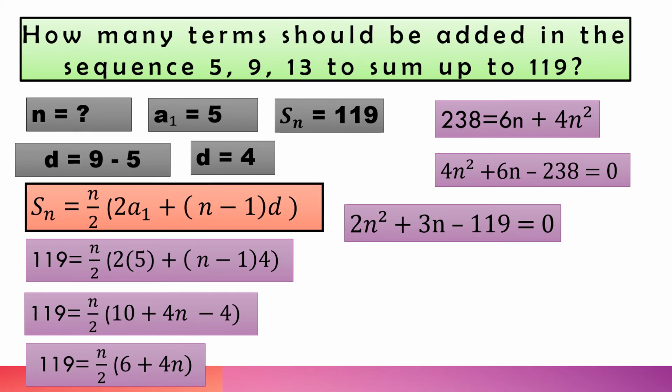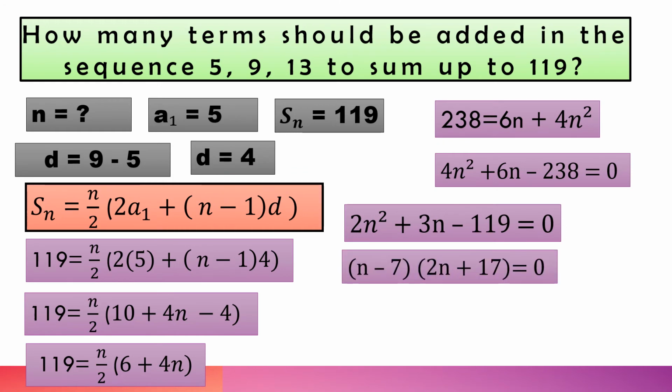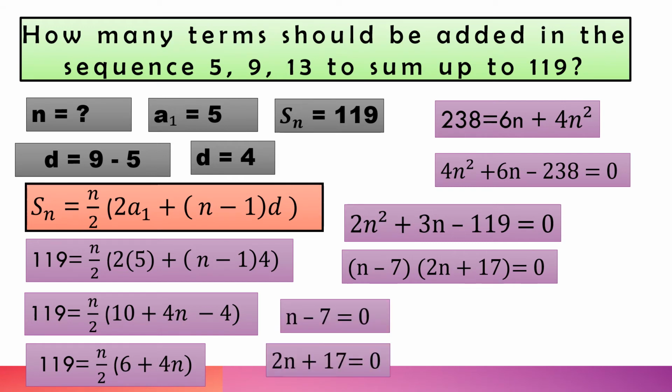Factor out the given quadratic equation. The factors are n minus 7 times the quantity 2n plus 17. Equate both factors to 0. That is, n minus 7 equals 0 and 2n plus 17 is equal to 0. Therefore, we will then have n is equal to 7 and n is equal to negative 17 over 2.